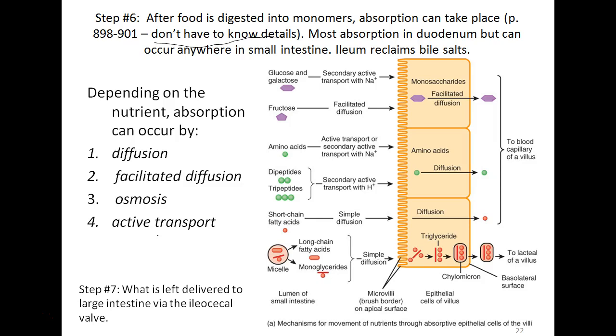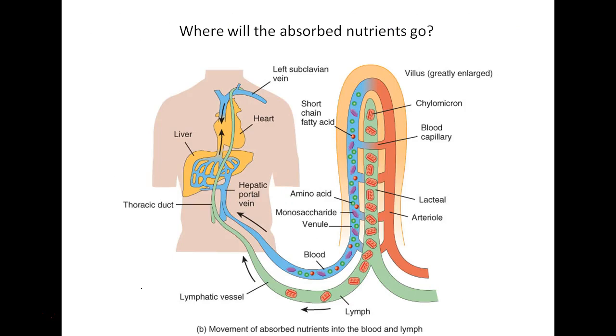Our last step in the process is that what is left over is delivered to the large intestine. That's going to happen through the ileocecal valve. In the next section, we get more in depth into that large intestine. This diagram simply serves to show that pathway of the nutrients getting into the bloodstream. Again, this finger-like projection being the villus, showing capillaries receiving those tiny building blocks.